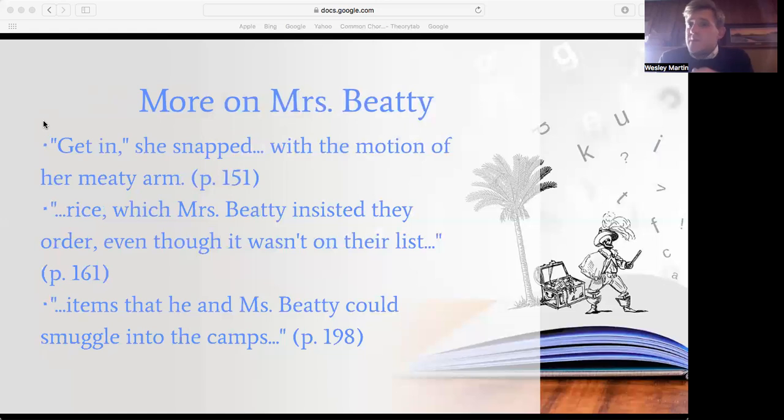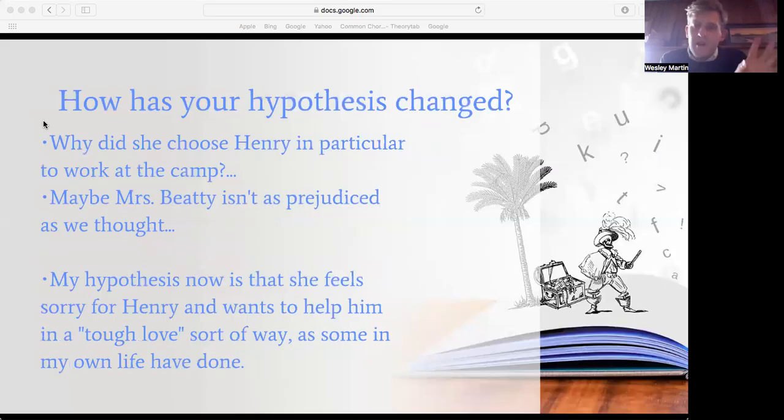But then we can see some more details filtering in much later in the novel. Things like, well, she snapped with the motion of her meaty arm, she's mean, but she's also ordering rice for people in an internment camp. That wasn't on the culinary list, and she's smuggling items into the camps. And importantly, she selected Henry, the Chinese American boy, to work at the camp where his love interest is interned. So why did she choose the main character, who is Chinese American, to work in the camp? Maybe she's not as prejudiced as we thought.